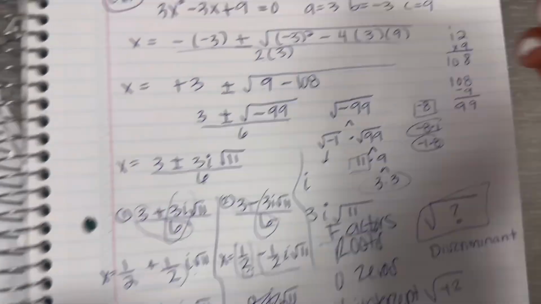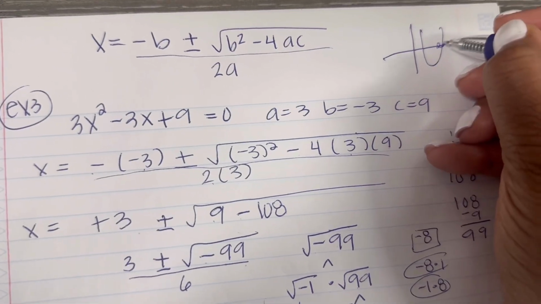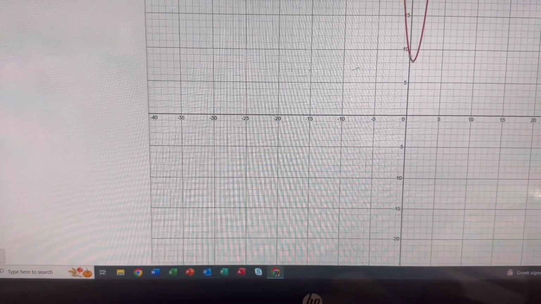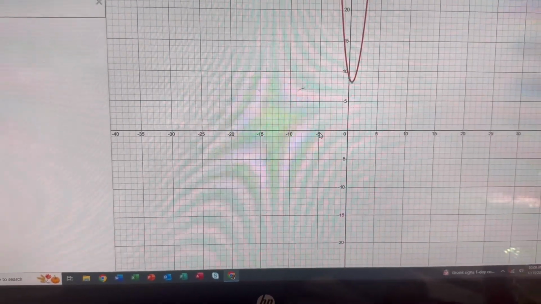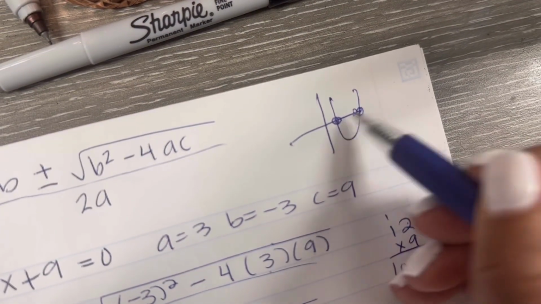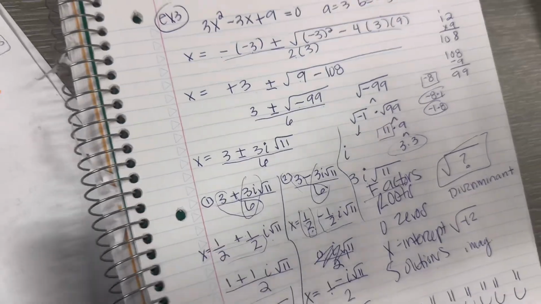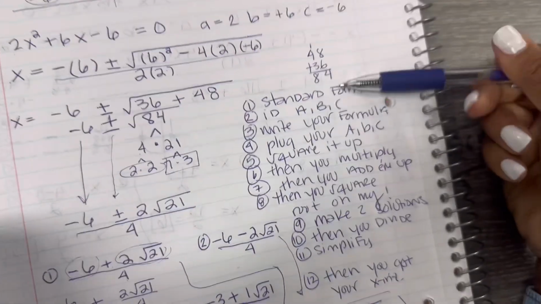It's where your parabola crosses the x-axis, or in this case, where it might not cross the x-axis, and now we're looking into the imaginary space where it crosses it in a different way. But yeah. So know your song, and you should be very successful as long as you do your steps. Know your steps.